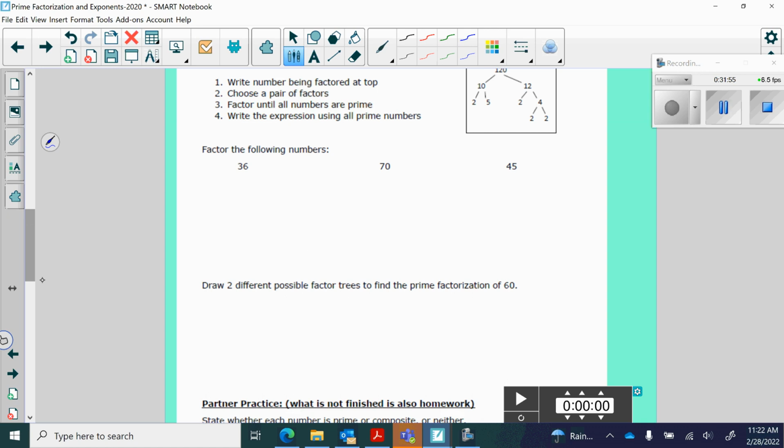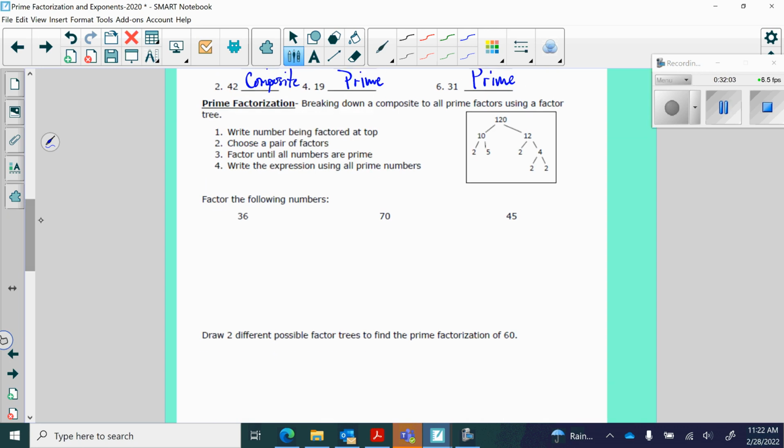Oh, that's awesome. Okay. We're going to show you 2 ways to do prime factorization. Prime factorization, the definition is breaking down a composite to all prime factors. You don't have to use a factor tree, but you do need to rewrite the prime factorization as a multiplication sentence. When we list the factors in a prime factorization, we normally start with the lowest number and build up to the highest number. We're going to show you 2 ways to do it. Either one is absolutely fine.